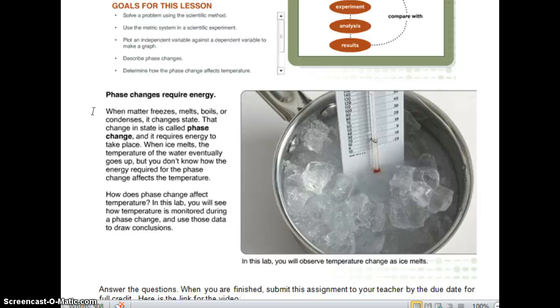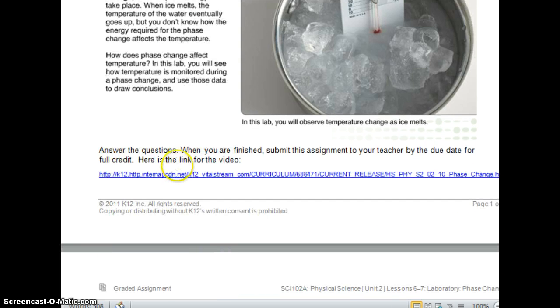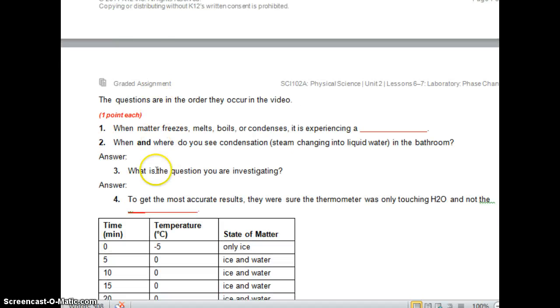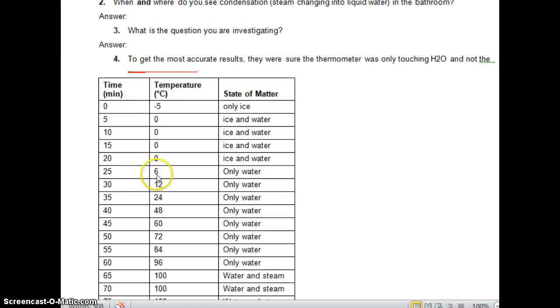When ice melts, the temperature of the water eventually goes up, but you don't know how the energy required for the phase change affects the temperature. Does the phase change affect temperature? In this lab, you will see how temperature is monitored during a phase change and use those data to draw conclusions. So in this lab, you observe temperature change as ice melts. So again, here's the link for the video. And go ahead and answer the questions.